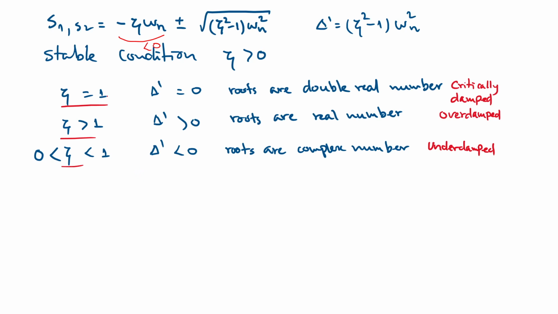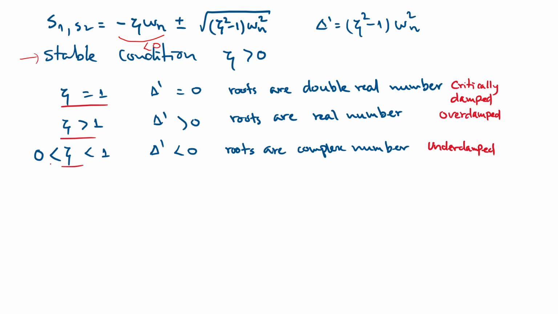In the case of zeta equal to 1, you have double roots, and both of them are real numbers. The system is stable and it's called critically damped, right? If zeta is greater than 1, delta prime is positive, the roots are real numbers, and we only consider stable systems. In this case we call it overdamped. The damper is big, so it's overdamped.